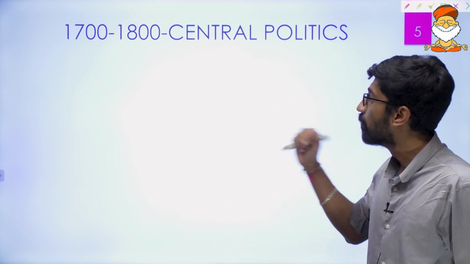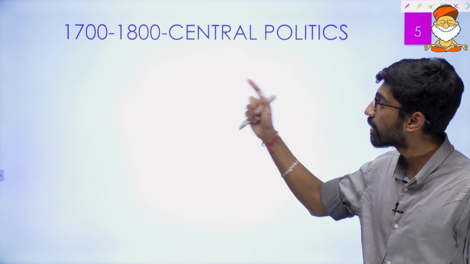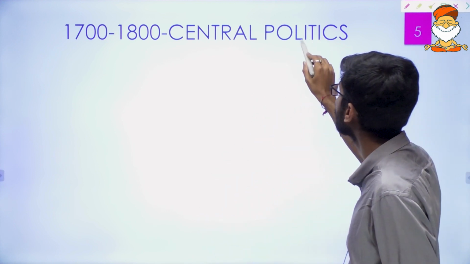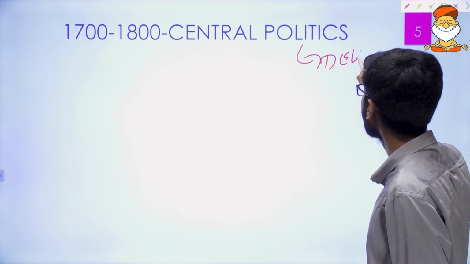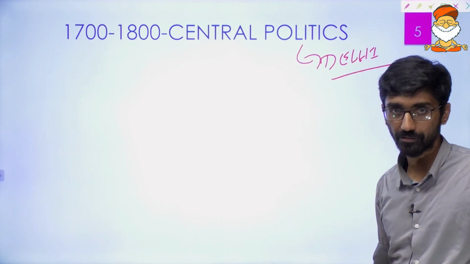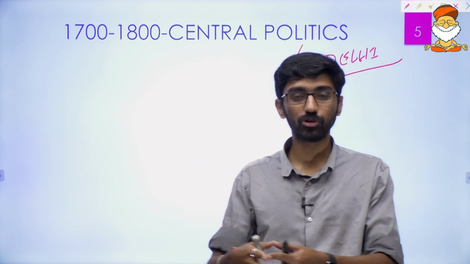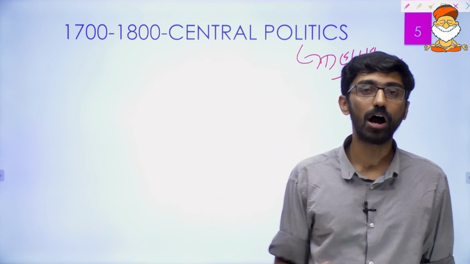Now we will talk about the 18th century, that is from 1700 to 1800. First, we will talk about the central level, like I already mentioned, that is at the Delhi level. That was the political capital of India, especially from the time period of the Delhi Sultanate. Now, by 1700, the actual date being 1707, the death of Aurangzeb happened.